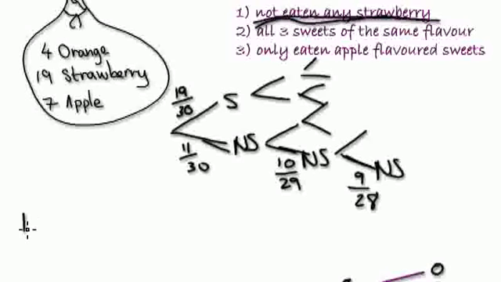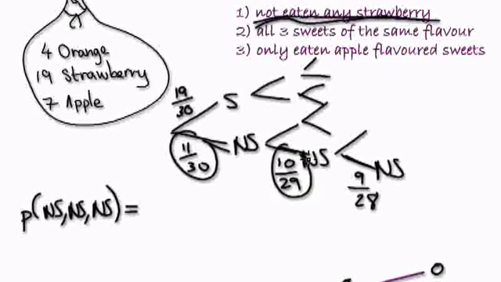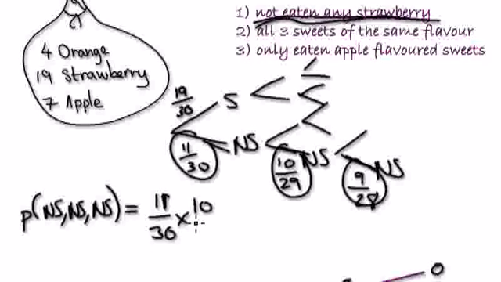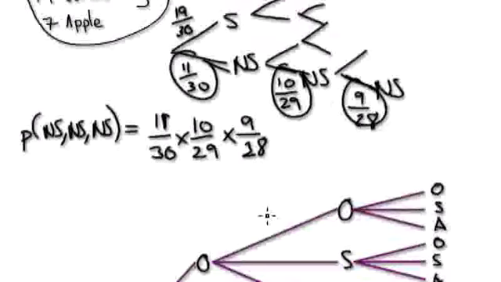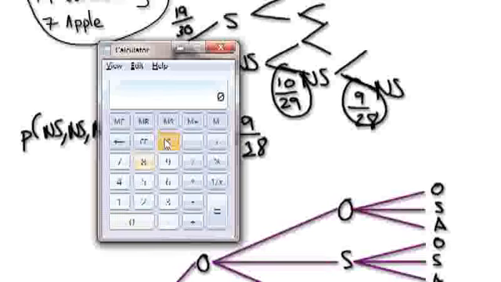So the probability of not strawberry, not strawberry, and not strawberry would be this and this and this. So 11 over 30 times 10 over 29 times 9 over 28. Okay, and then maybe jump to a calculator. Top times top. So hang on, calculator. Clear this.